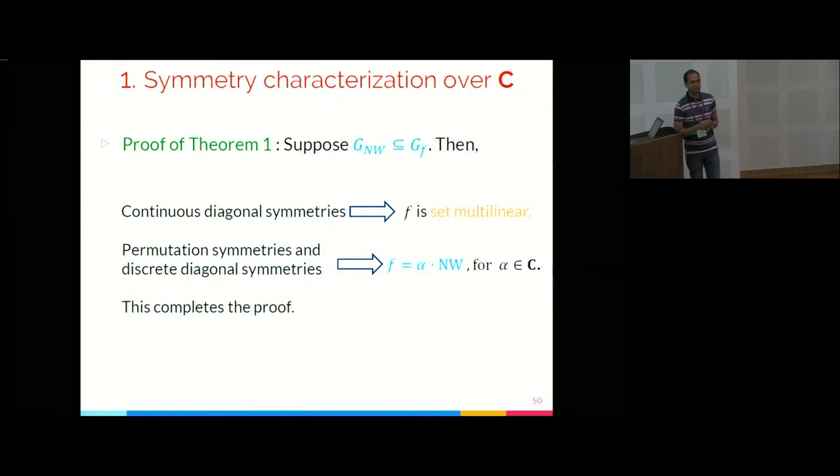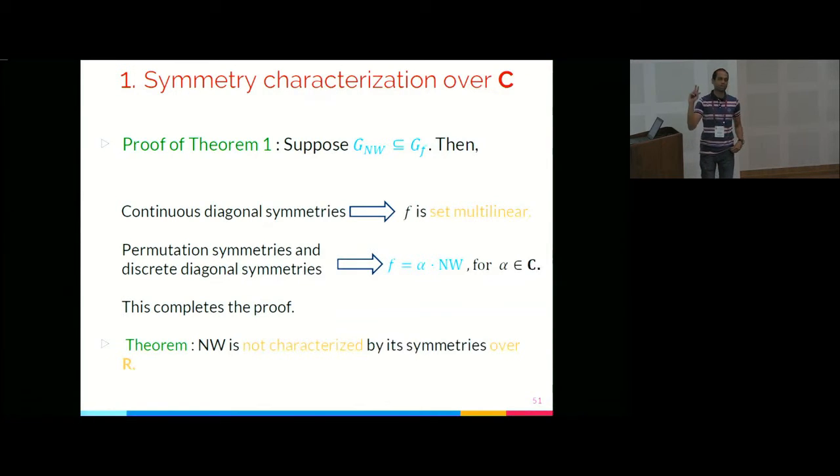Before going further, let me make a remark here that these polynomials are uniquely characterized up to scalar multiple by this property. And we also show that if we switch the field of complex numbers to the field of real numbers, then this answer switches from yes to no. So we show that Nisan-Wigderson is not characterized by its symmetries over R. I'll not be talking about the proof of this, but if you are interested, maybe we can talk offline.